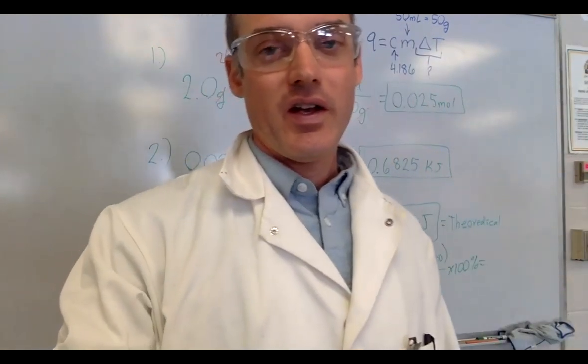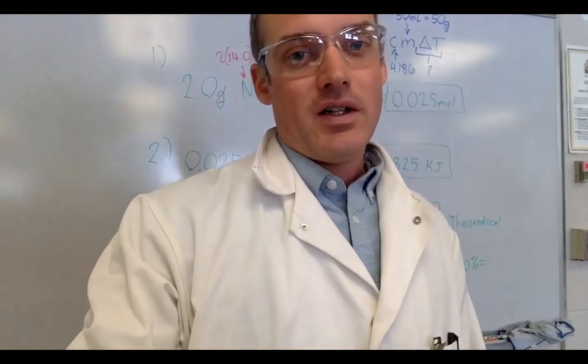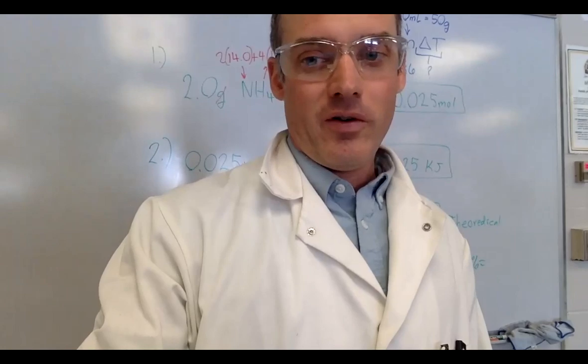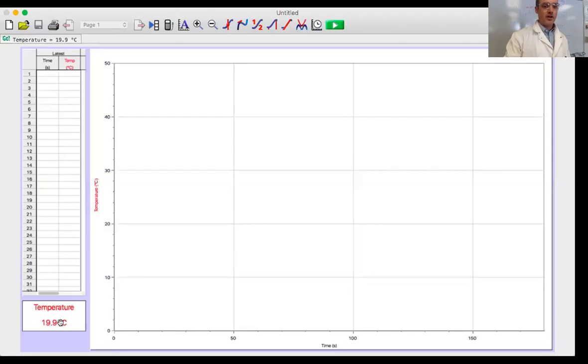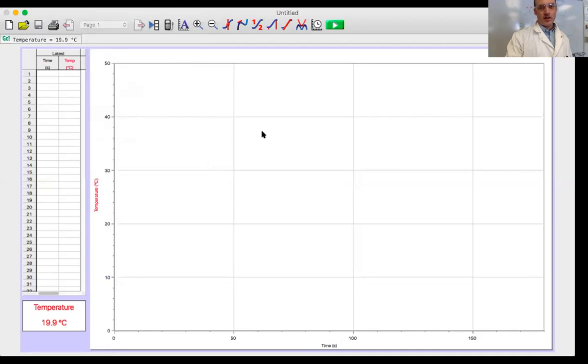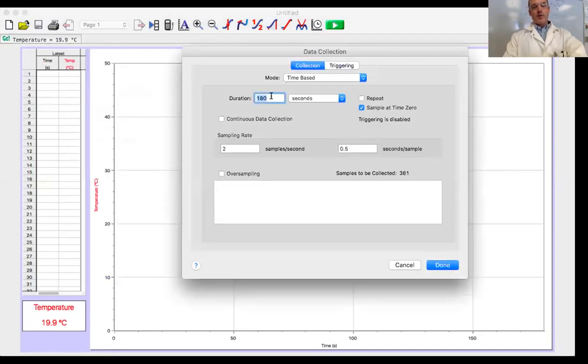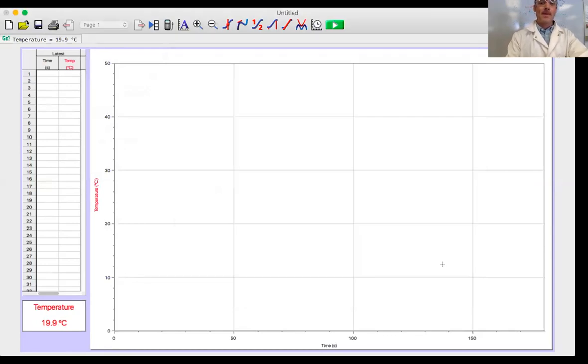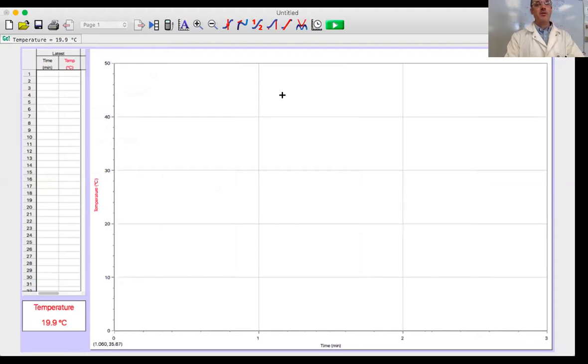So the only thing that we actually have to measure is the change in temperature of this reaction. Let's take a look at how we're going to do that. Using the computer, we can measure the temperature. Right now it's reading 19.9 degrees. I'm just going to make sure of what I'm going to be collecting. I really want to go for probably 3 minutes, and I want to get 120 samples per minute. All right, so we should be ready to go.